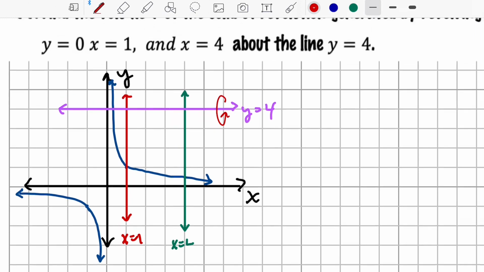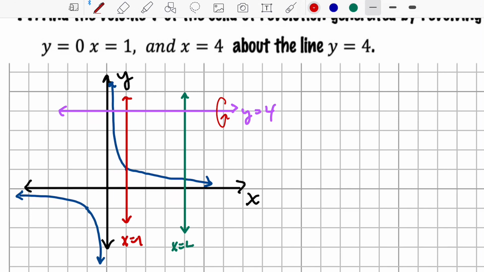There's a lot of stuff happening here. So let's find out what is the region. Now notice it said bounded by 1 over x, which is this one, 1 over x, the lines x equals 1, x equals 4, and y equals 0. Y equals 0 is the x-axis, so it's this region right here. That is the region.